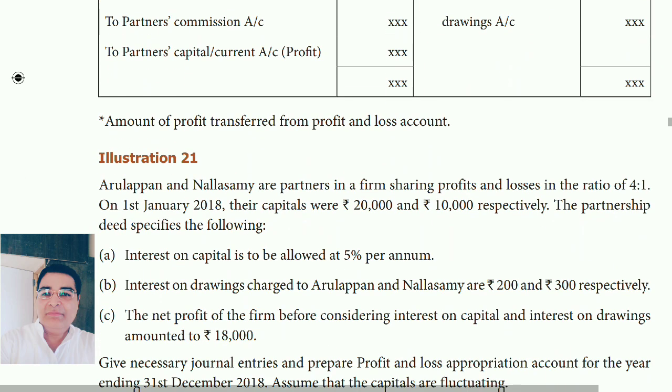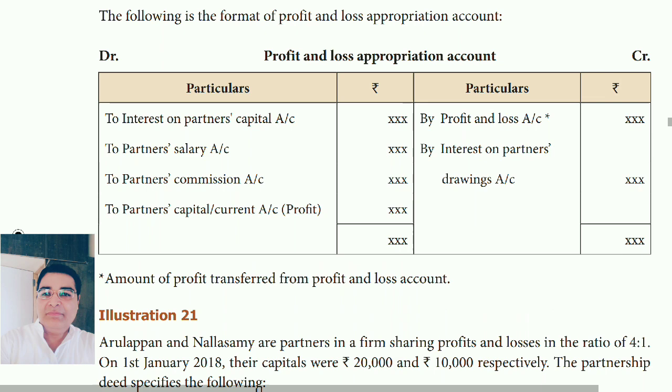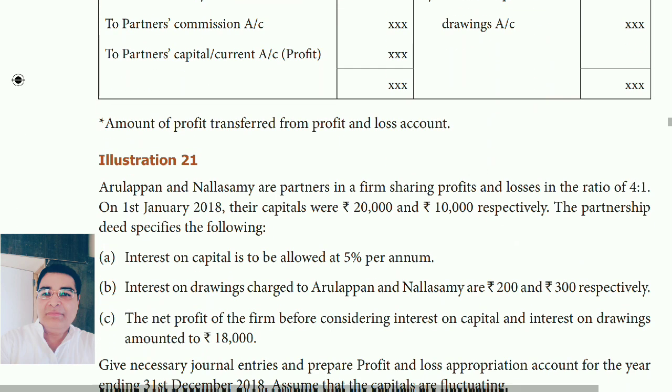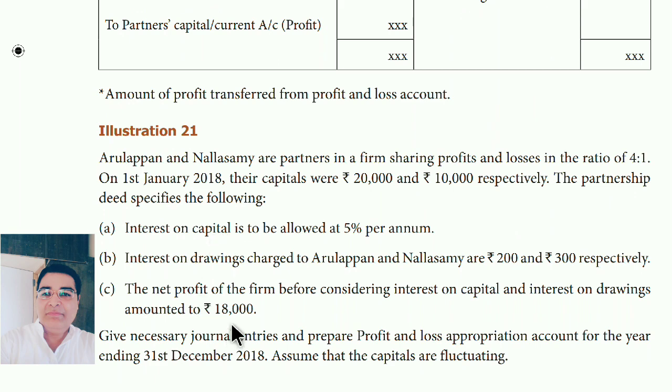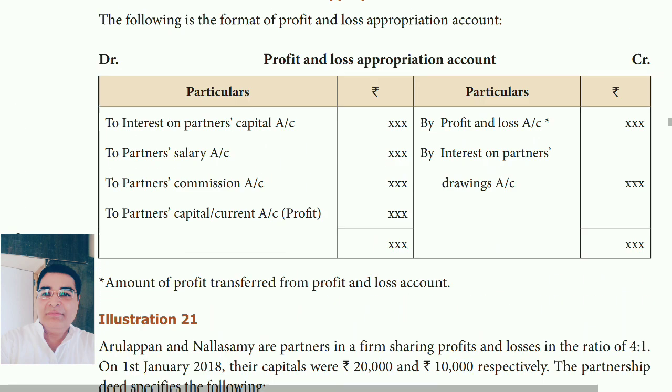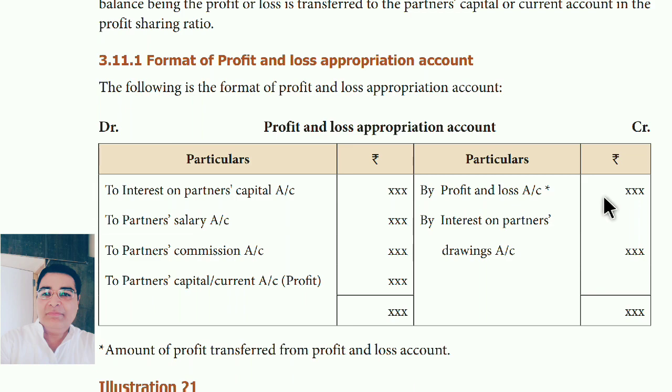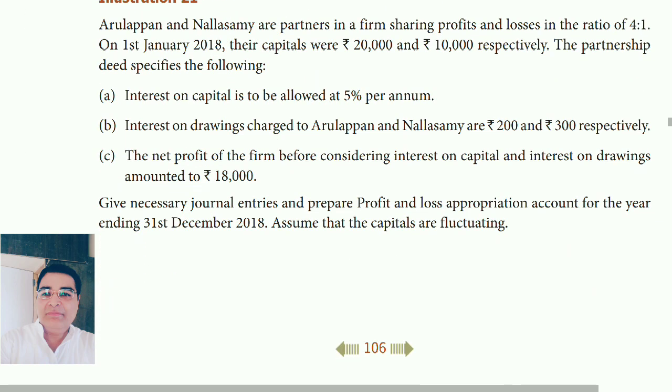And the next one is what? Interest on drawings, that we have to write on the credit side. Then what is the net profit? 18,000. This profit we have to write here, the profit and loss account 18,000. Understand? Now see the sum.